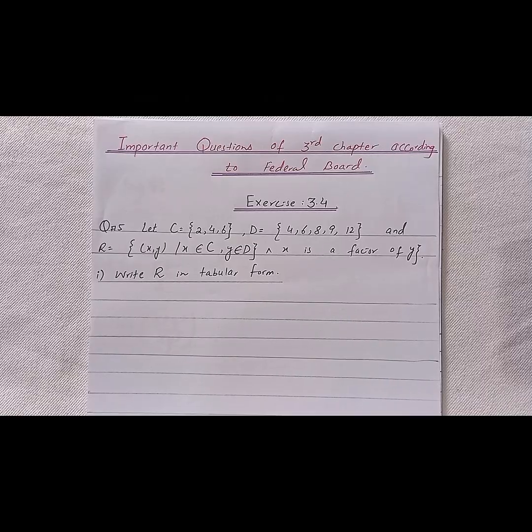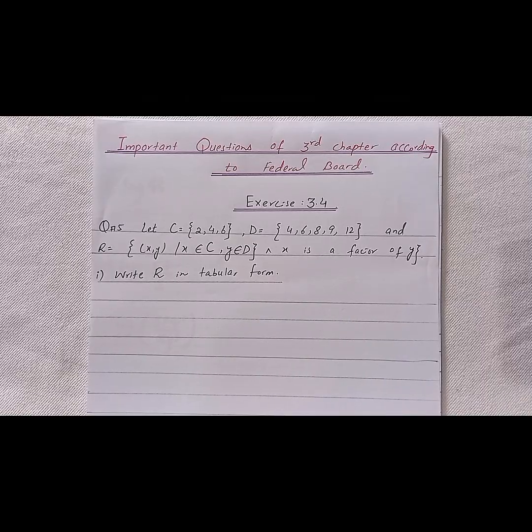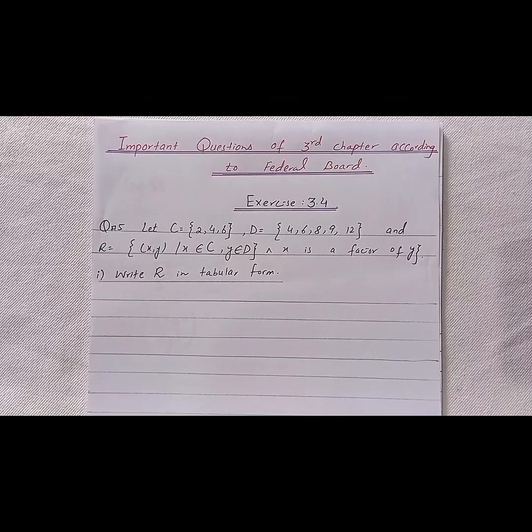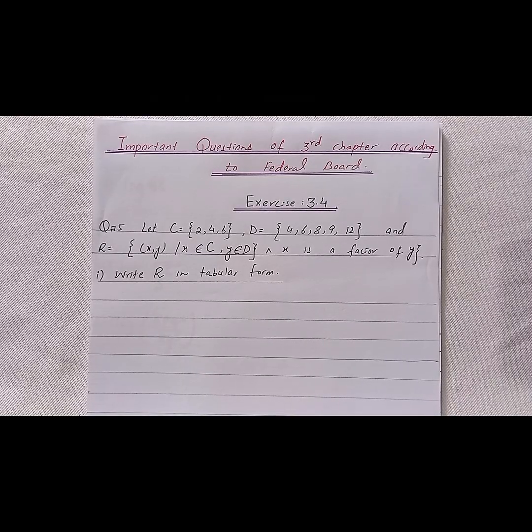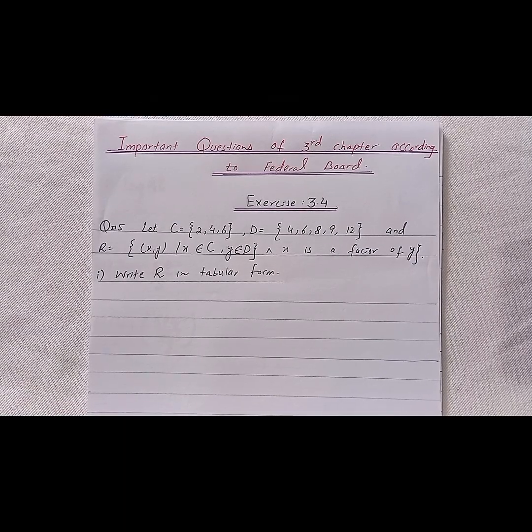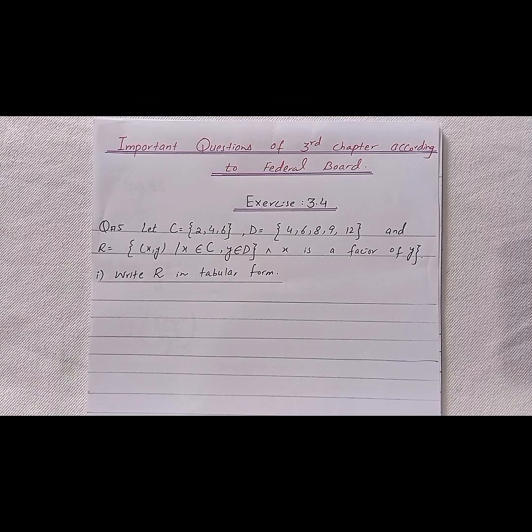First important question of exercise 3.4 is question number 5, that is, let a set C contain 2, 4, 6 elements, D contain 2, 4, 6, 8, 9, 12, and the relation between them in set builder form is R = {(x, y) such that x belongs to C and y belongs to D and x is a factor of y}. Write R in tabular form.